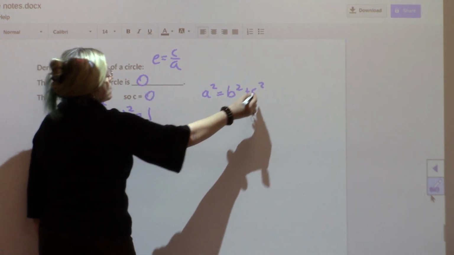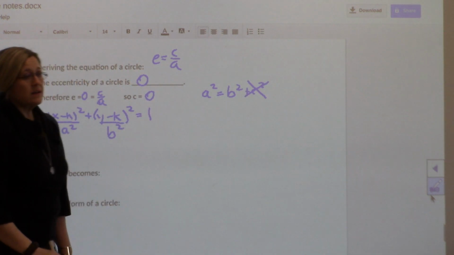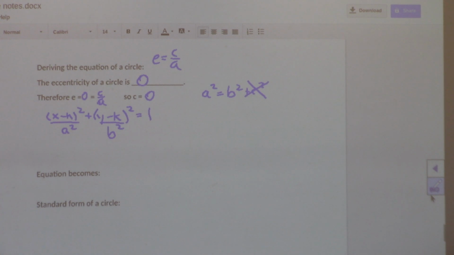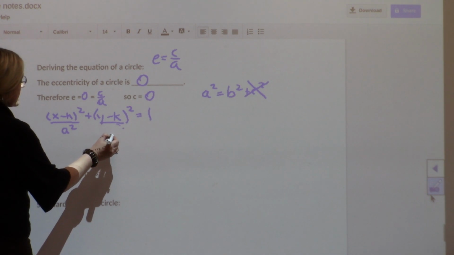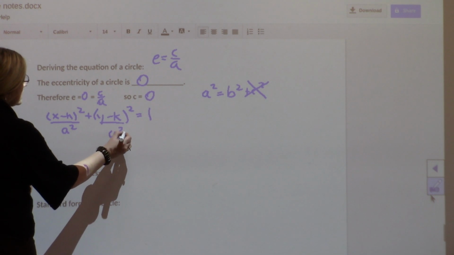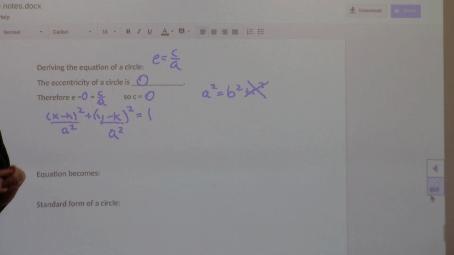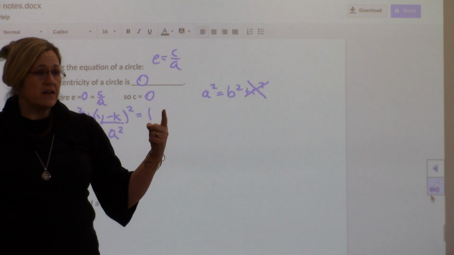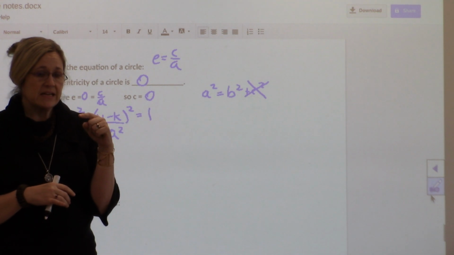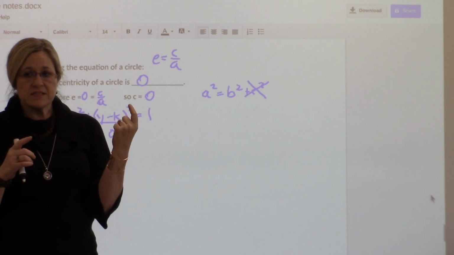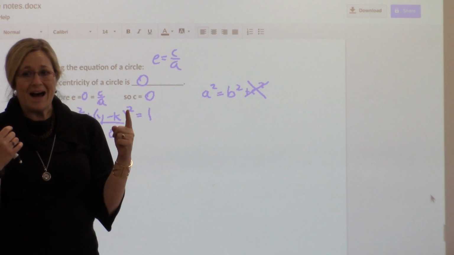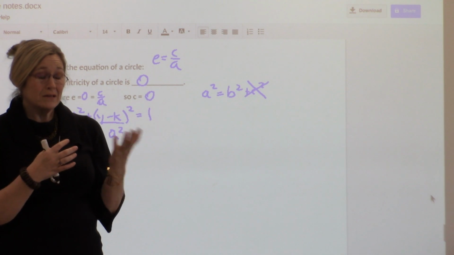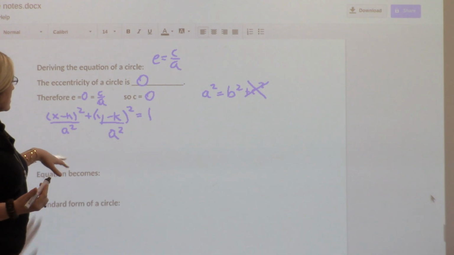Now if c is 0, this goes away, doesn't it? So what do we notice? a squared is equal to b squared, which means I could take this one away and make it a squared. I want you to think about what that means. The a talks about how long it is, and the b talks about how wide it is. So if a squared and b squared are the same, it is as long as it is wide. And doesn't that define a circle? Yes. So we've got a circle.